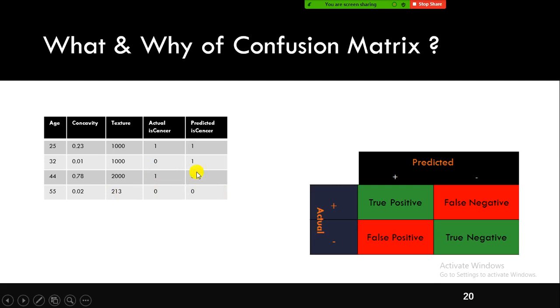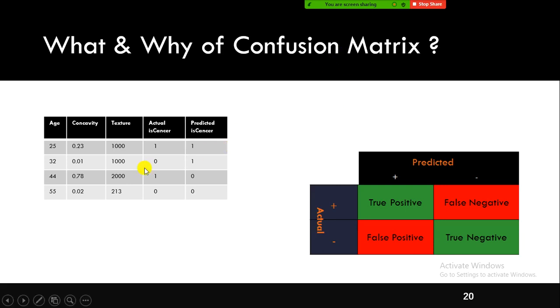When you look at these two observations, this person is actually not having cancer, but my model wrongly predicted that this person has cancer. And here, this person is actually having cancer, but my model wrongly classified that this person doesn't have cancer. Model messed up. Even a machine learning model messes up. We cannot expect that as soon as we train our model, it will predict with high accuracy. If the model produced accurate predicted values by itself, then why would we need a data scientist?